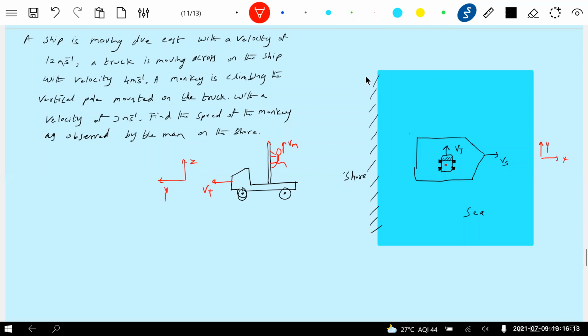So what is the total? Find the speed of the monkey as observed by the man. A monkey is climbing the vertical pole mounted on the truck with a velocity 3 meter per second. What is this velocity? That is along the z axis. So shall we write 3? Answer 3. It is climbing the pole with respect to the truck. The 3 meter per second is with respect to the truck.